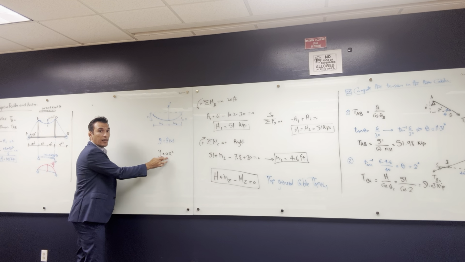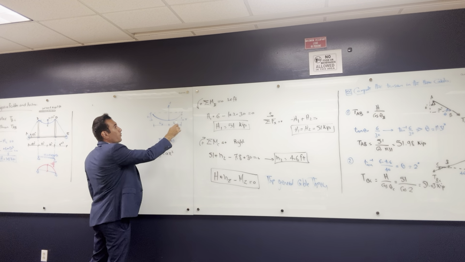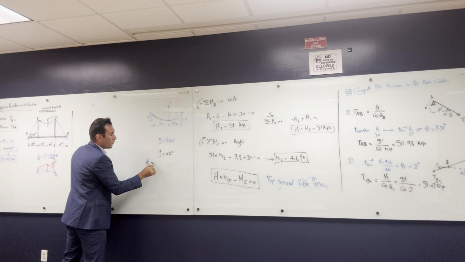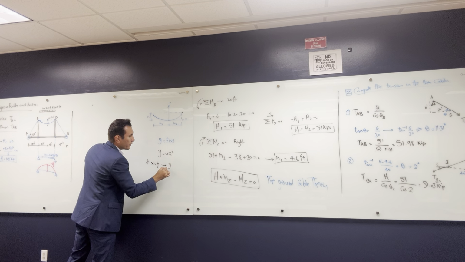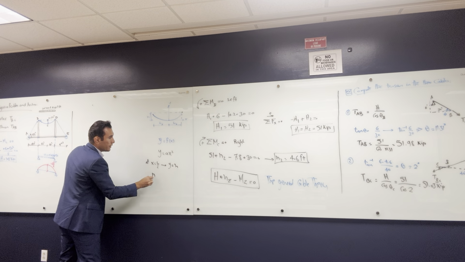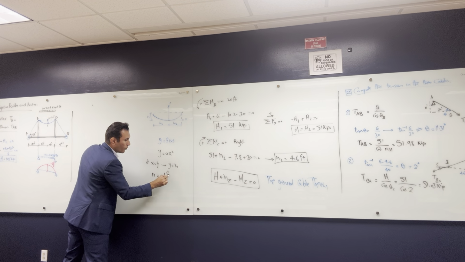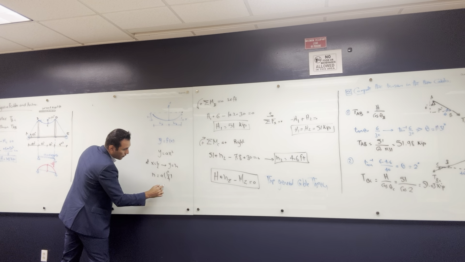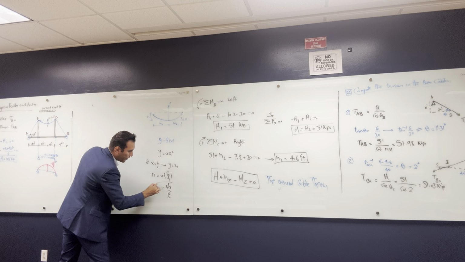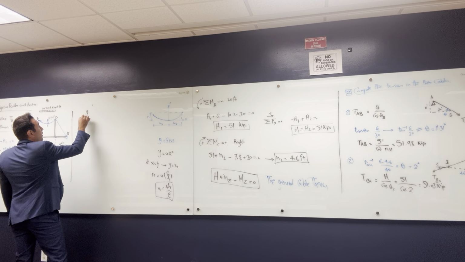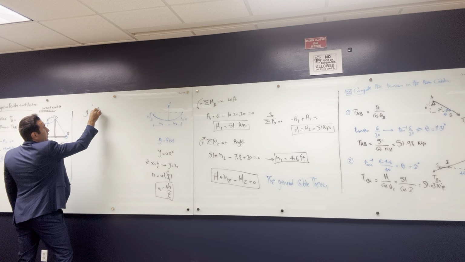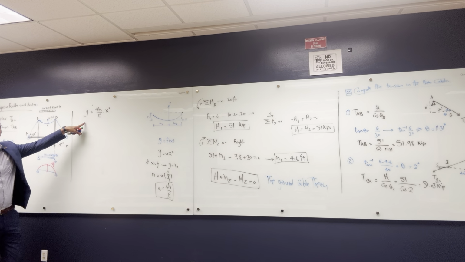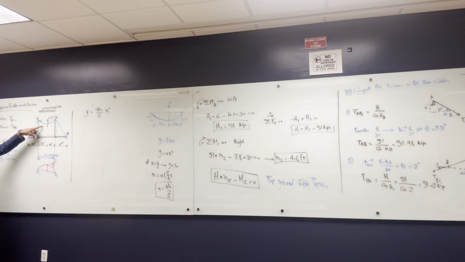So to find the value of a, I need a boundary condition on this curve. I know at L over 2, the height is equal to h, right? So I can say at x equal L over 2, y is equal to h. So I can substitute here and say that h is equal to a multiplied by L squared over 4. So a is going to be 4h over L squared. I found the constant. So I can say that y is equal to 4h over L squared multiplied by x squared. Substitute here.